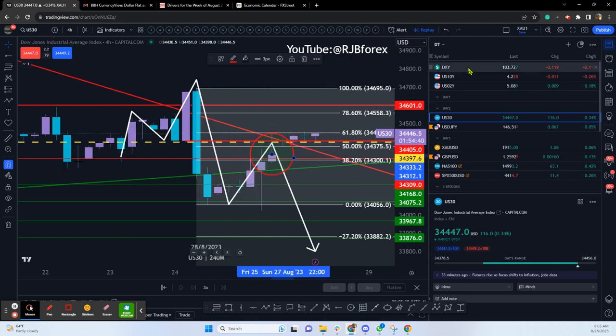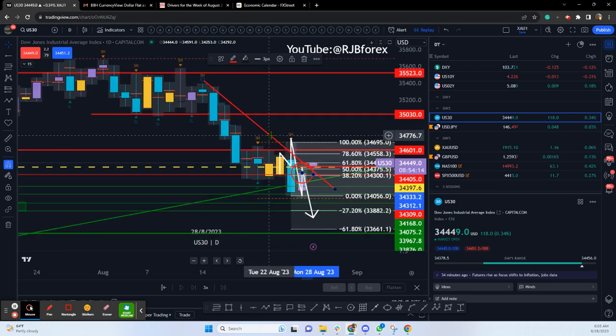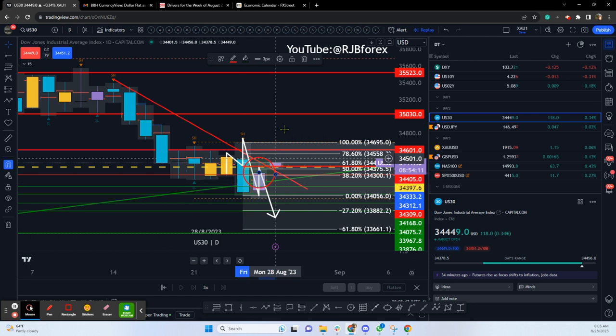So if we see a turnaround in sentiment, then we can be in anticipation of a move up in the indexes, including the US 30. And in terms of the day count, it's on day two. So if we look at the daily chart, we can see that we bottom out here to day one, day two. It's actually a day three.